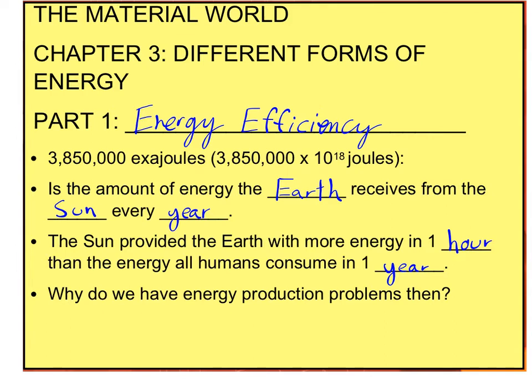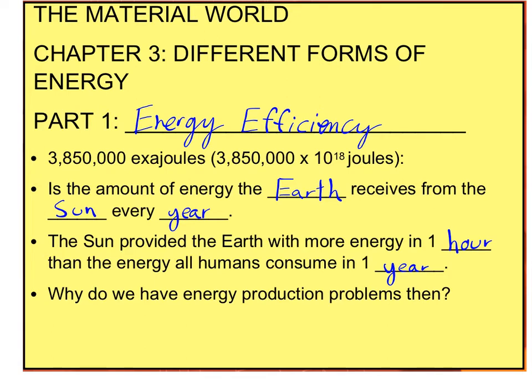3,850,000 times 10 to the power of 18 joules. That's the amount of energy the Earth receives from the Sun every year. The Sun provided the Earth, just last year, with more energy in 1 hour than the energy all humans consume in 1 year. Yet, we have huge energy production and consumption problems.